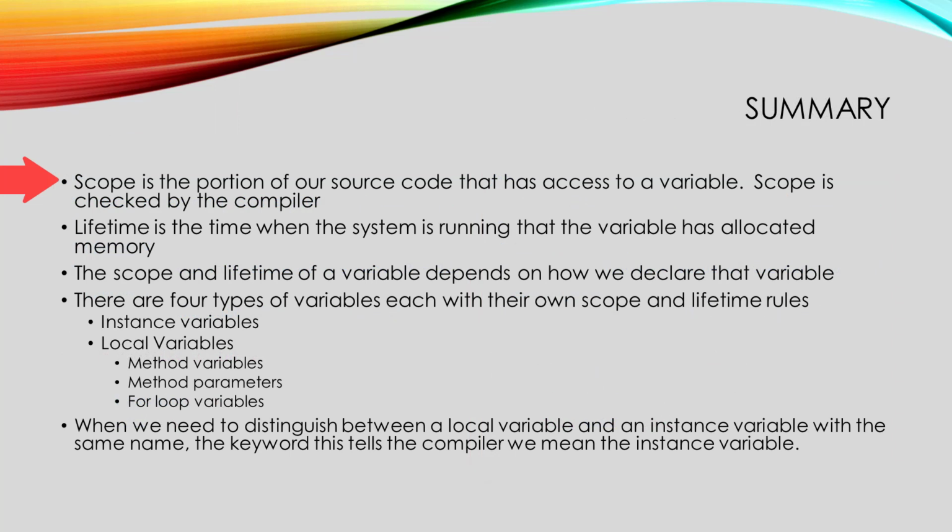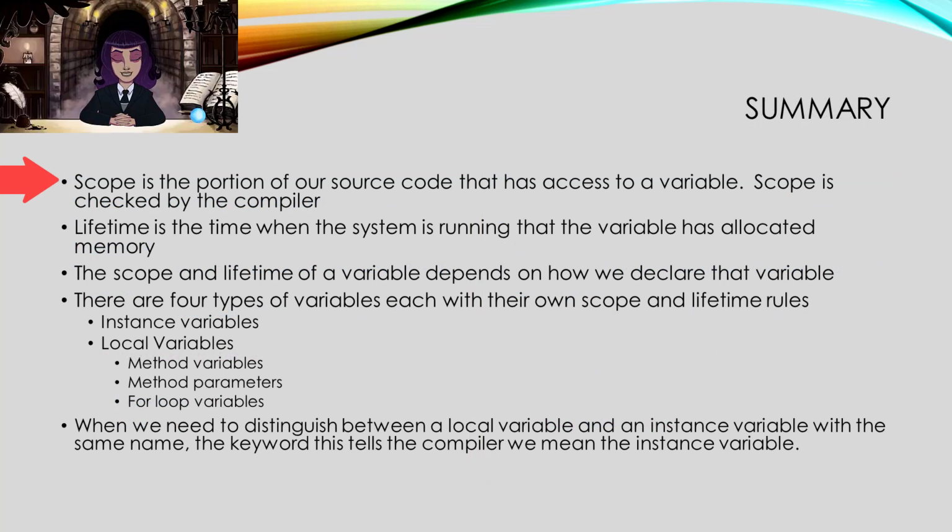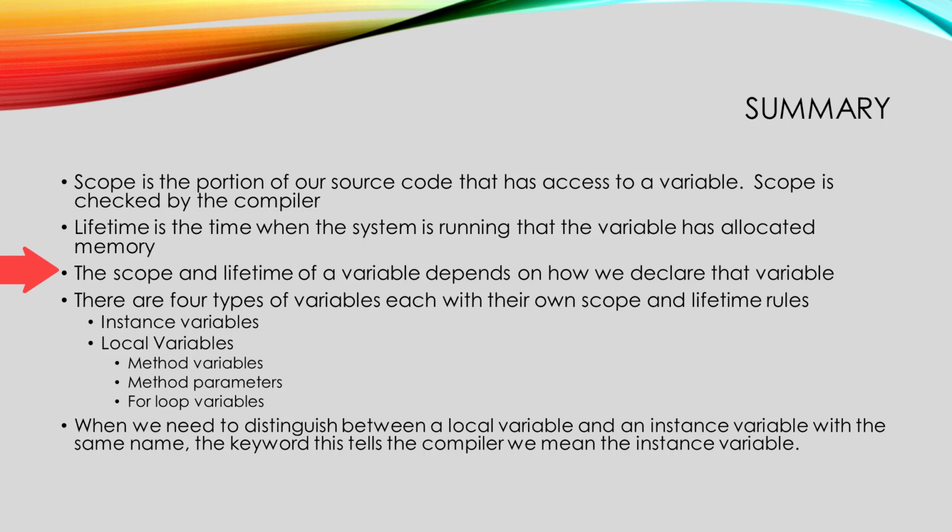In this video, we talked about scope, the portion of the source code that has access to a variable, and lifetime, the time while the system is running when the variable exists in memory. The scope and lifetime of a variable depends on its declaration, and there are 4 possibilities: instance variables, method parameters, and for loop variables. Finally, because a local variable and an instance variable can have the same name, we might have 2 variables with the same name whose scopes overlap. When that happens, we have to be clear about which one the code is referring to, and the keyword this lets us denote that the variable we mean is the instance variable.